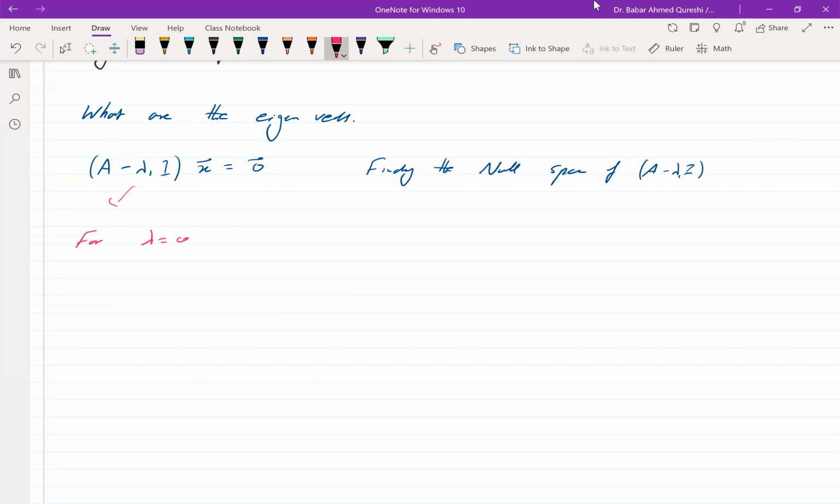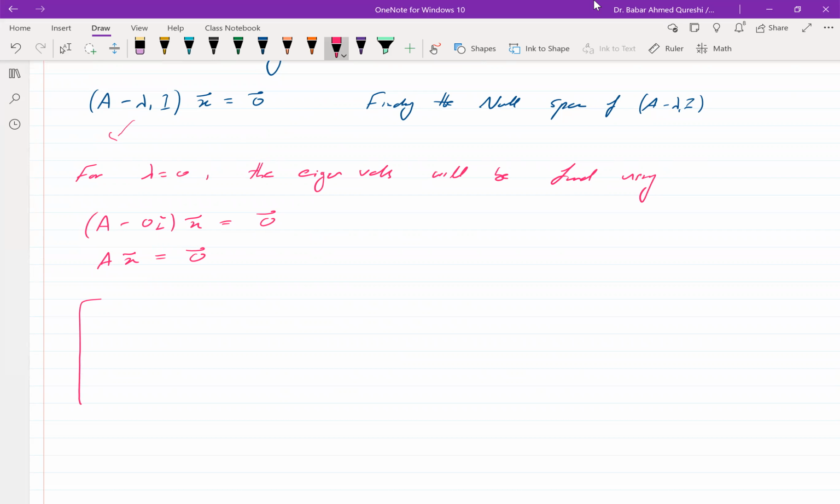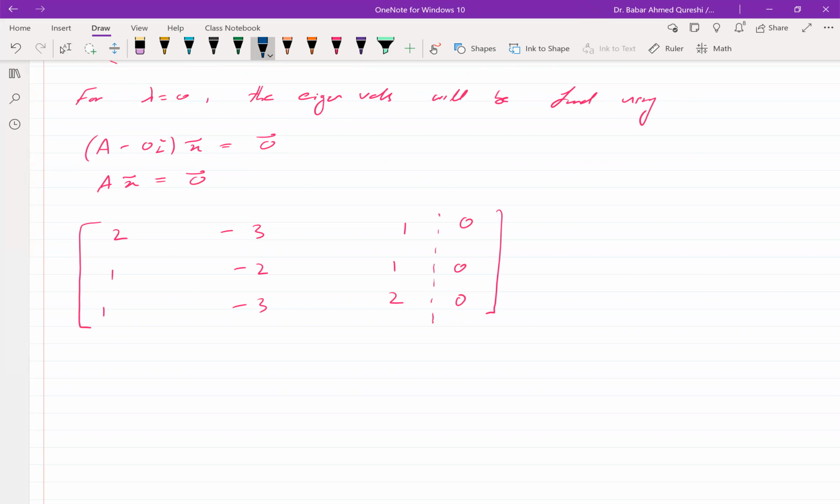So for lambda equal to 0, the eigenvectors will be found using A minus 0 I x equal to 0, but this is just A x equal to 0. So I have to find the null space of A itself. This is A. And I have to find a non-trivial solution, which gives me zeros on the other side. And I know I will be able to find it because I had lambda equal to 0 as an eigenvalue. I knew that the determinant is 0. So there have to be non-trivial solutions.